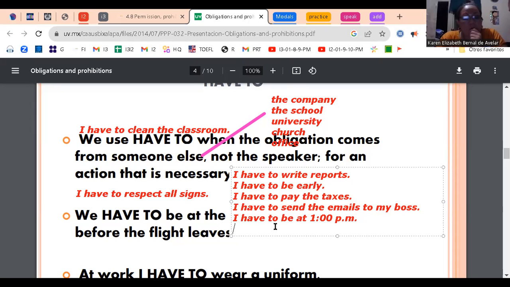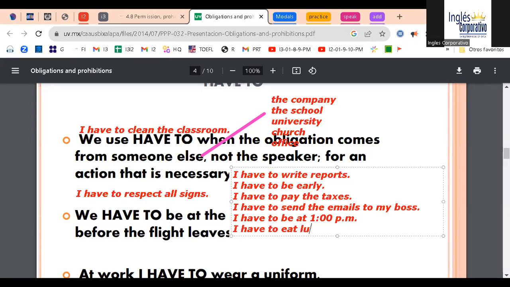Teacher, I have to take a lunch. Maybe eat? Yes. Okay. I have to eat lunch. But you know, in this case, there is no obligation or responsibility from your company or from somebody else. So I think I'll say I must eat lunch because that's my responsibility. Remember, the difference between these is that with have to, the obligation comes from someone else, from the company. I have to be friendly.